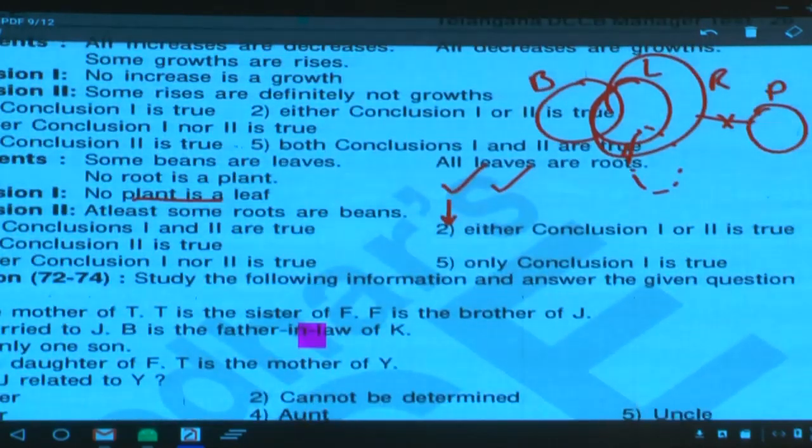Now tell me whether we can draw like this some plant or leaf? No. If you draw plant like this, then what happens here? Now there is a negative statement. Root is a plant will be false. Statement invalid. Alternate diagram cannot be drawn. Hence, this will be true forever. Hence, both the conclusions are true.